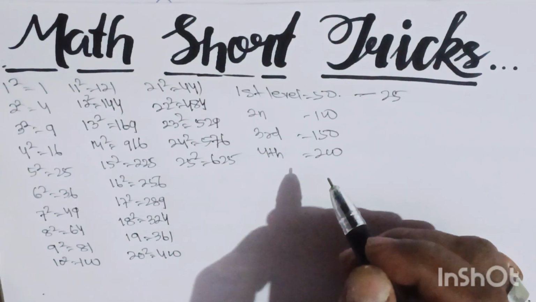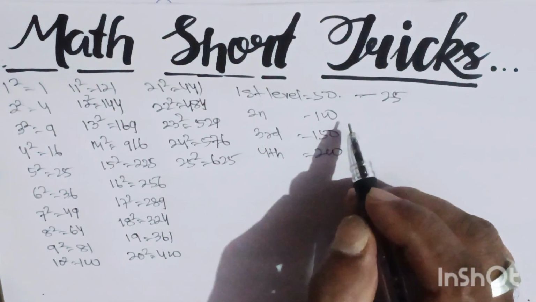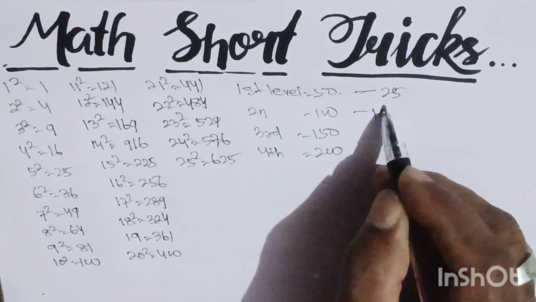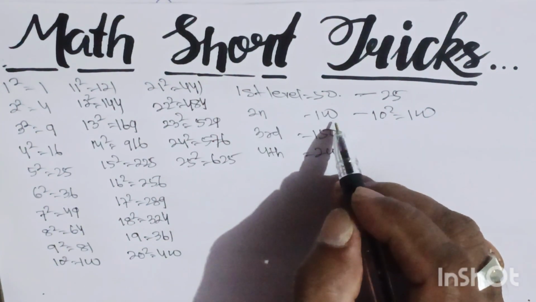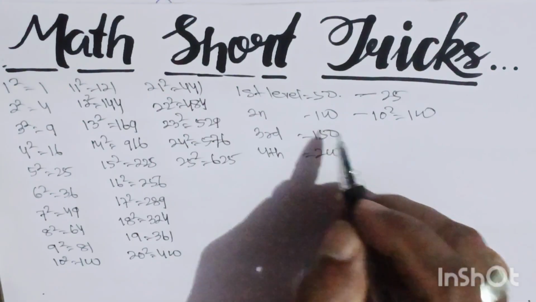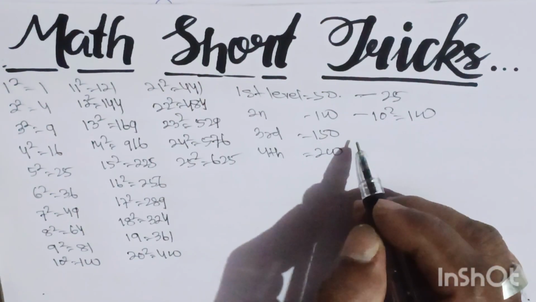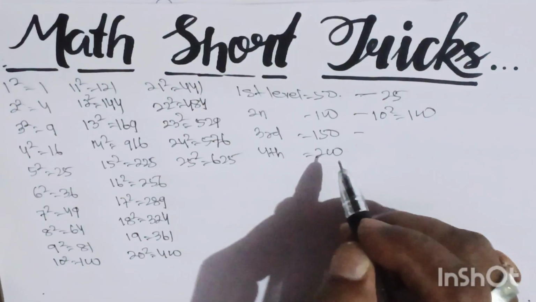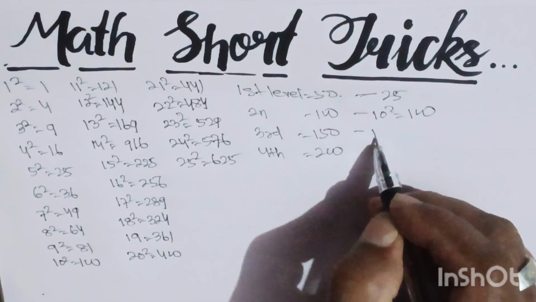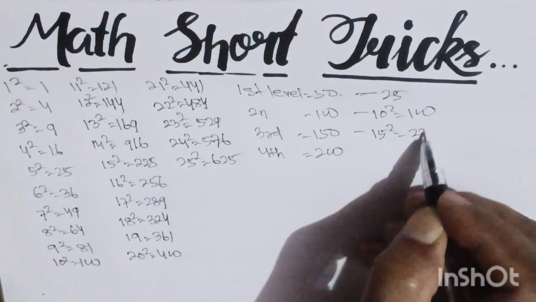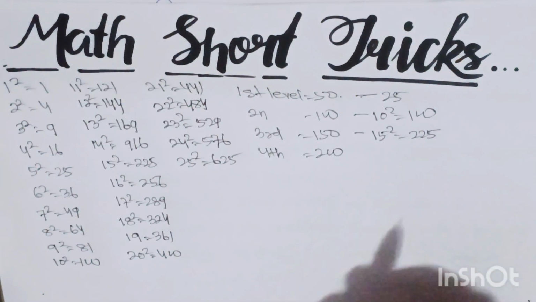Similarly, you have to find out the value of the second level. After omitting the units digit, the number remains 10. 10 square is equal to 100. Third level, after omitting the units digit 0, 15 remains. 15 square is equal to 225. So those are the values of the levels.